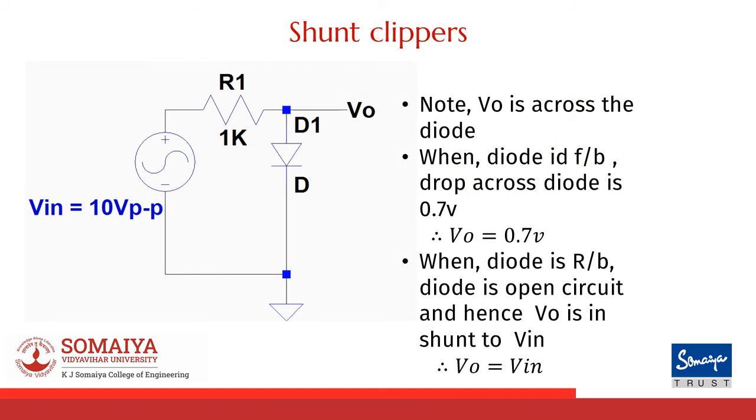In this circuit, the diode is in shunt with the input source, and hence we call it a shunt clipper. Note that VO is exactly across the diode. So when the diode is forward biased, a drop of 0.7 will be observed across the diode. This will also be seen at the output node. When the diode is reverse biased, it will act as an open circuit, and hence VO will be in shunt with Vin, and VO would be equal to Vin.